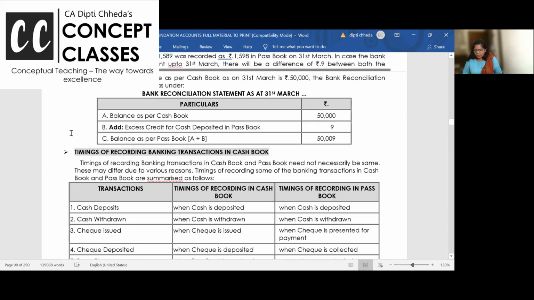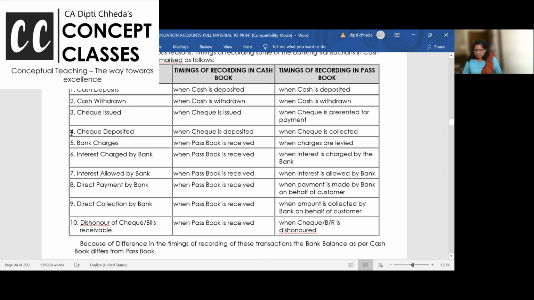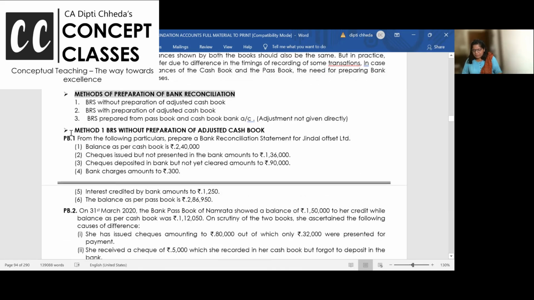Errors are, I hope, clear. What kind of errors will come? Timings of recording the transaction. This is also very beautiful. Interest is allowed by the bank. So when do you record in the cash book? When the passbook is received. When do you record when interest is allowed by the bank? Immediately they record. I will record late, right? That timing difference will be there.